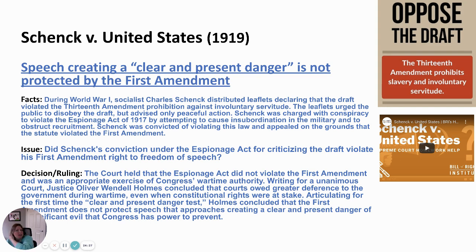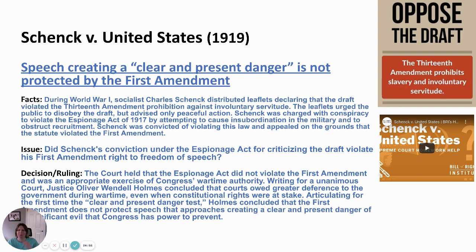During World War I, you had a socialist, Charles Schenck, and he distributed leaflets declaring that the draft violated the 13th Amendment, prohibition against involuntary servitude. The leaflets urged the public to disobey the draft, but advised only peaceful action. Schenck was charged with conspiracy to violate the Espionage Act of 1917 by attempting to cause insubordination in the military and obstruct recruitment. Schenck was convicted of violating this law and appealed on the grounds that the statute violated the First Amendment.